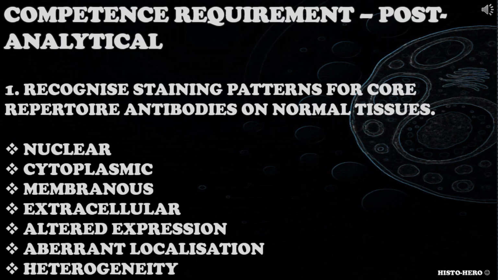antibodies on normal tissues. What are the most common antibodies used in your laboratory? What is their staining pattern in normal tissue? Does the staining pattern change when the tissue becomes diseased or abnormal? Consider specific antibodies and their expression pattern in cells like nuclear, cytoplasmic or membranous pattern, their expression pattern change in diseased state, aberrant localization, heterogeneity, and so on.